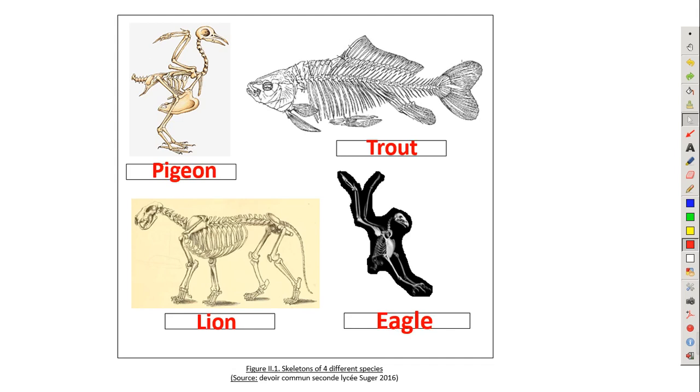So we've got a group of species, and we've got different skeletons, and our aim is to try and see which species is more closely related to others based on these observations. So you're probably thinking that the eagle and the pigeon are more closely related. You're right. The idea here is to really have precise scientific knowledge which will enable us to say that.